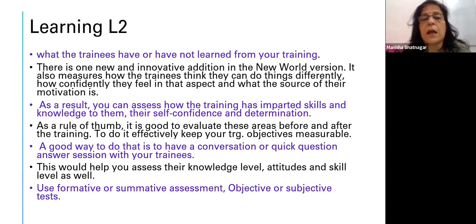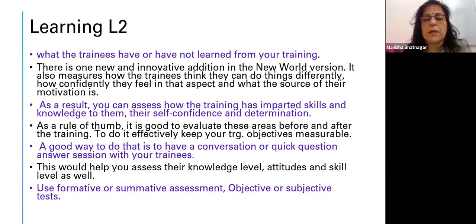It's not necessary every time that you have a questionnaire. You can have other instruments also. You can have interviews also, especially during the reaction level and even in the learning level. Or you can just put them through a test also. So as a result, you can assess how the training has imparted skills and knowledge to them. What is the difference in their self confidence in handling things, especially if it is a behavioral training, and whether they are determined to use it.